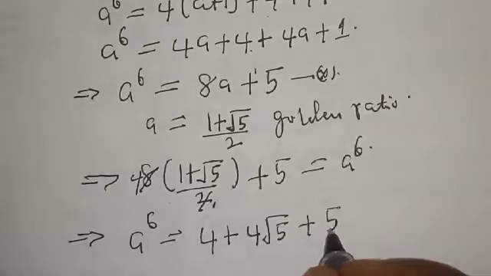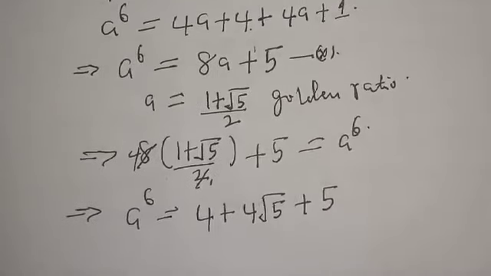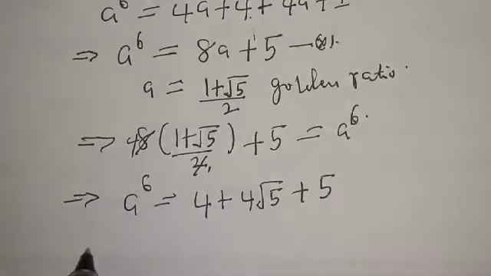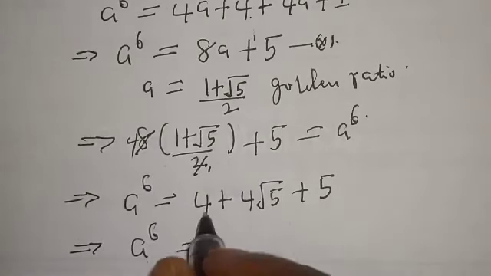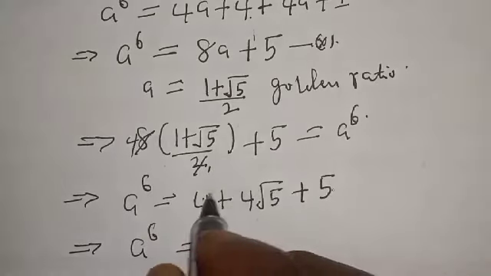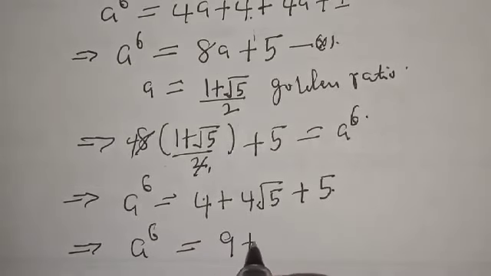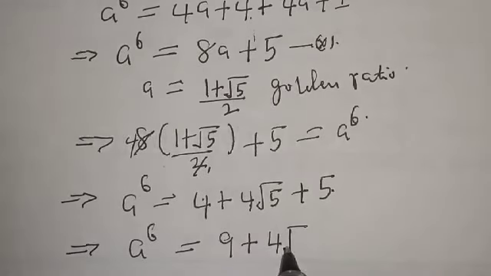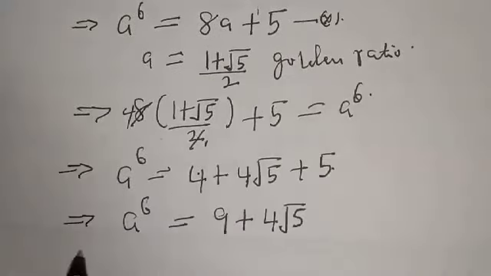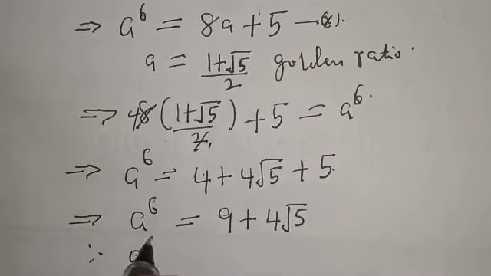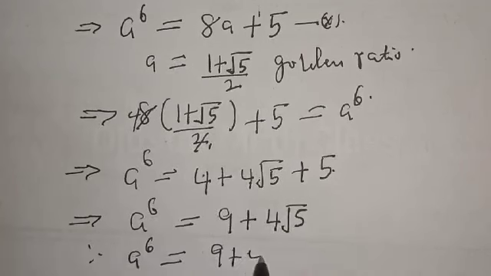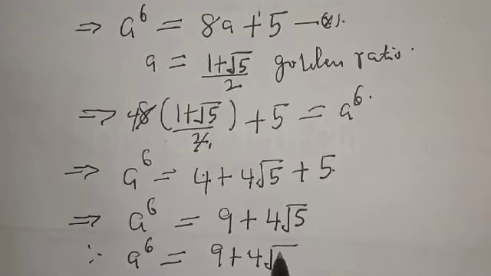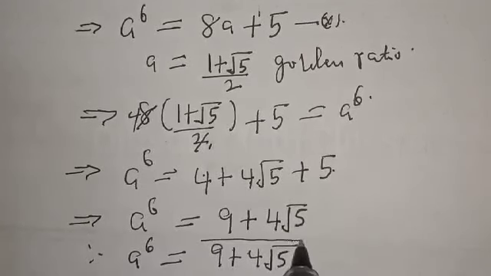plus 5. Now, this implies that a raised to the power 6 is equal to 4 plus 5, we have 9, plus 4 root 5. Therefore, a raised to the power 6 is equal to 9 plus 4 root 5. That is our answer.